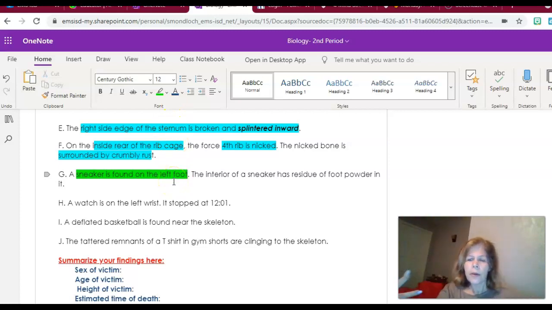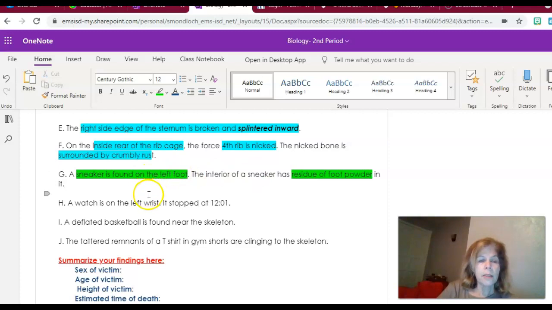Okay, now I would think, okay, who wears sneakers? That would fit with someone under 20, even though all ages wear sneakers. Athletes wear sneakers. People walking wear sneakers. So maybe this person was active. And then inside the sneaker, there is residue of foot powder. Okay, and foot powder is usually used to prevent athlete's foot. So maybe this person is an athlete or they're very active and they sweat a lot. So this gives me another clue with the sneaker that this is an active person.